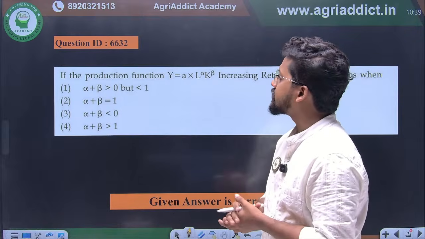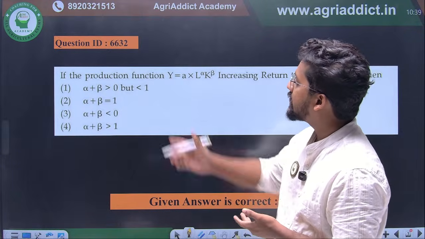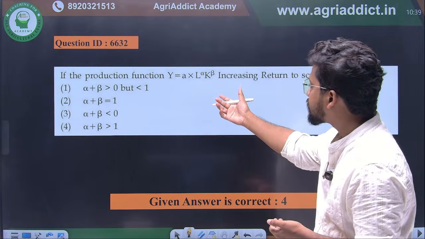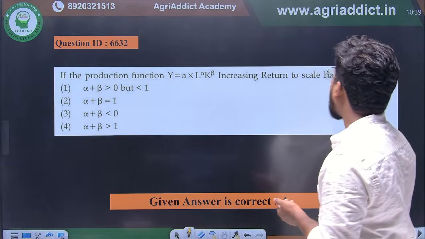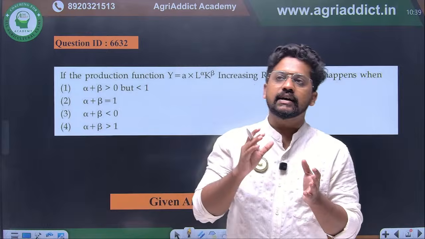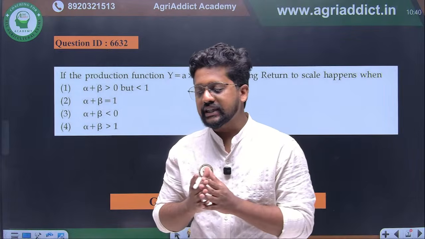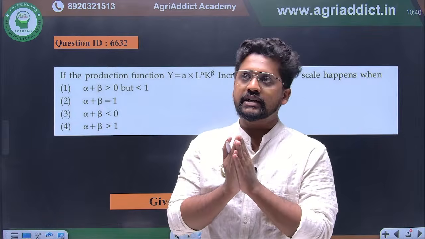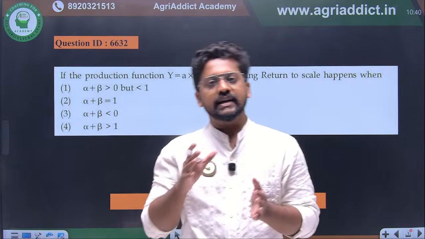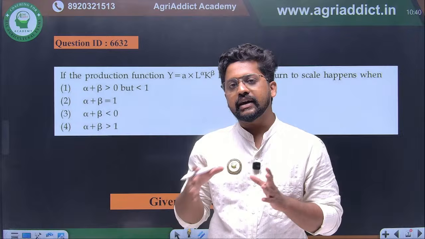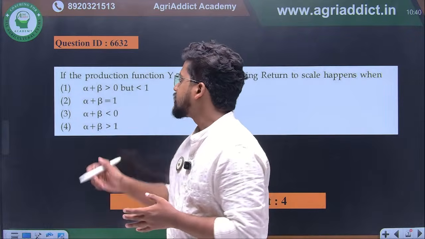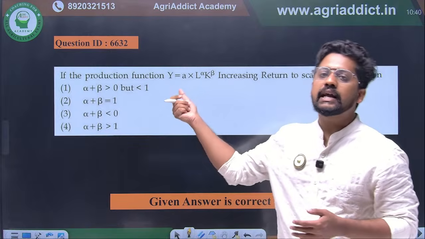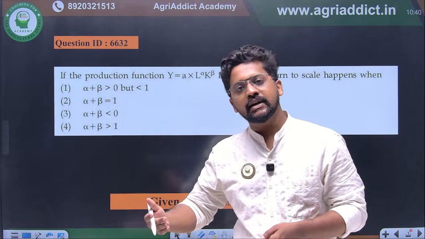So this is our first question. Many of you were asking about this question. If the production function Y is equal to A L raised to alpha K raised to beta, increasing returns to scale happens when? This is from a production function called the Cobb-Douglas production function. Before proceeding, let me give you a brief explanation of what a production function is. It is a technical and mathematical relationship between an output and inputs. Here Y is your output, and L and K are your labor and capital, which are the inputs.